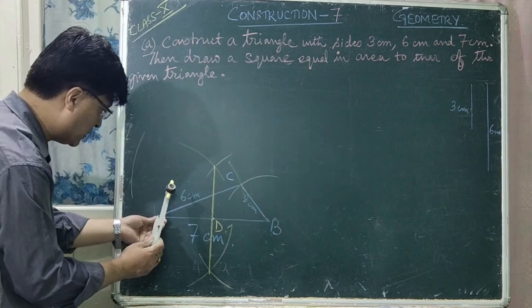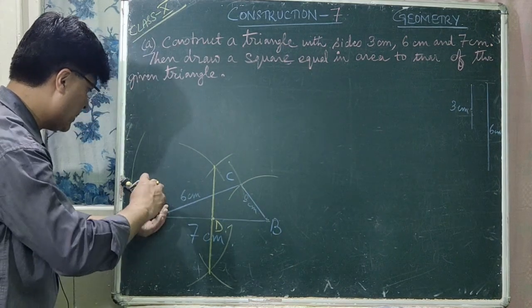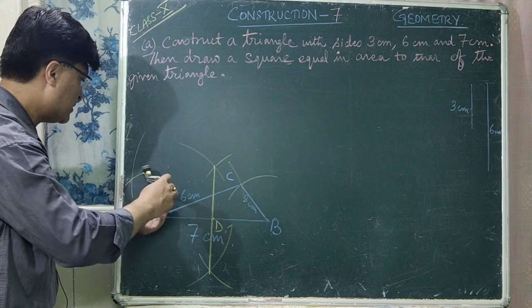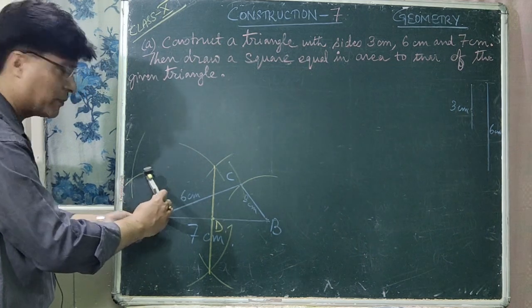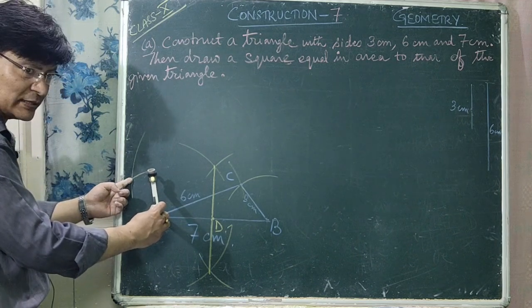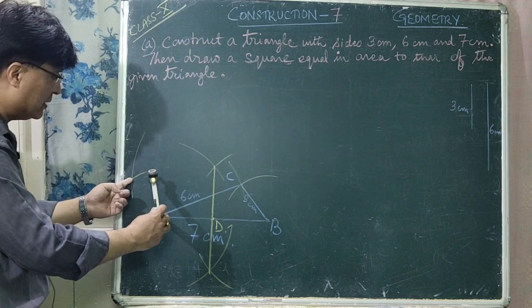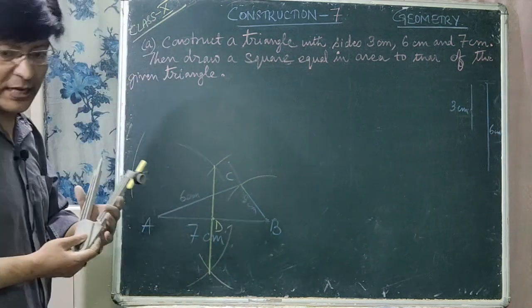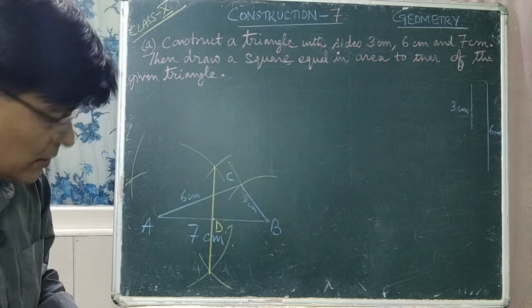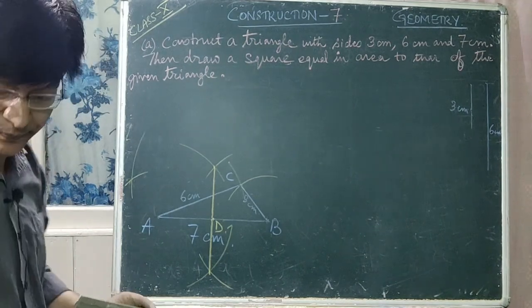Now keep the pointed needle at the point A, and you have to intersect the previous arc. This arc will intersect the previous arc at this point, isn't it? Is that clear? And this point and C point are joined now. And extend it. You have to extend it, right?